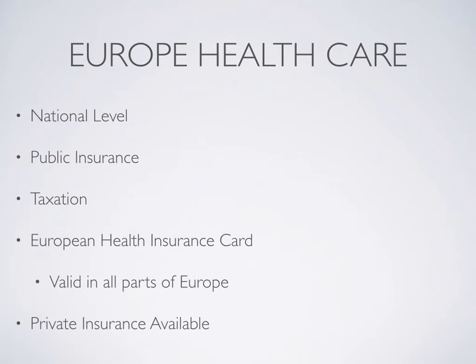In Europe, the healthcare system is very different. It's on a national level. It's a public insurance. Of course, they tax you. They give you an insurance card, and it's valid all over Europe. But of course, you have the private insurance available. The good thing about Europe, unlike the US, is that it gives you the option. If you're in the country, you have health coverage automatically. It's a national level. It's public. Everybody's covered, because everybody gets an insurance card.